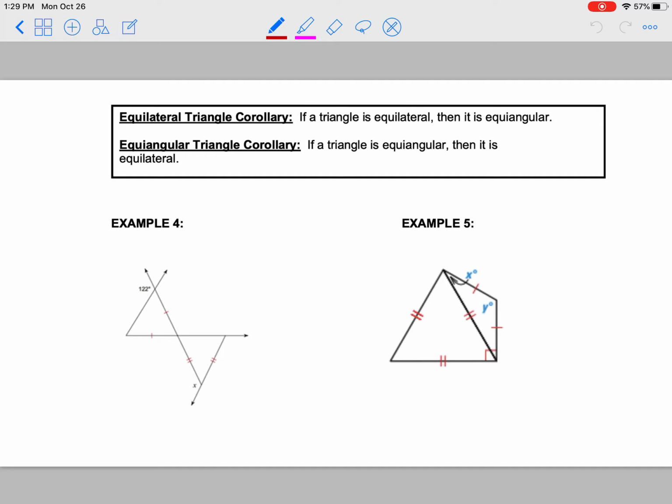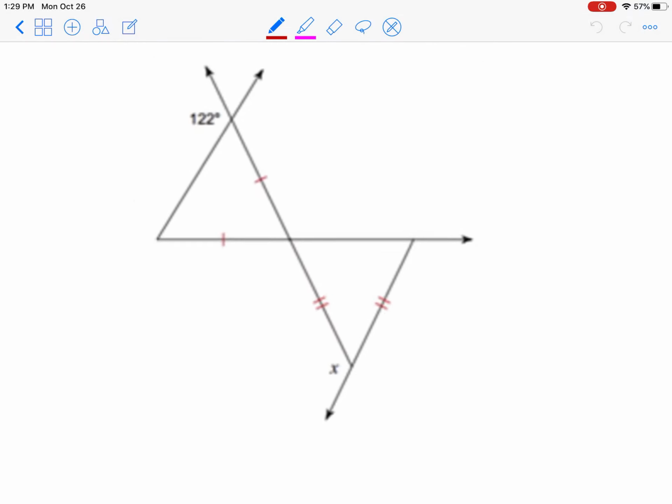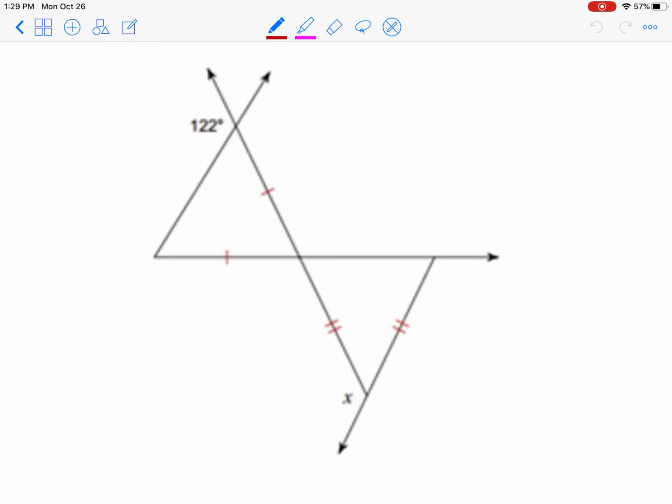Last bit here with equilateral triangles. If your triangle has all sides congruent, that means all your angles will be congruent, and vice versa. If all your angles are congruent, that means all your sides are congruent. So let's break these problems apart here.